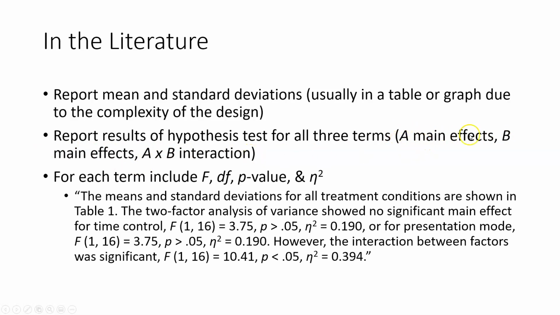Even if this is not significant, we would still report it. We report all three of them independent of each other, independent of whether they're significant. So for each term, we need to include an F statistic, the degrees of freedom in parentheses, a p-value, and an eta squared. An example would be like this.